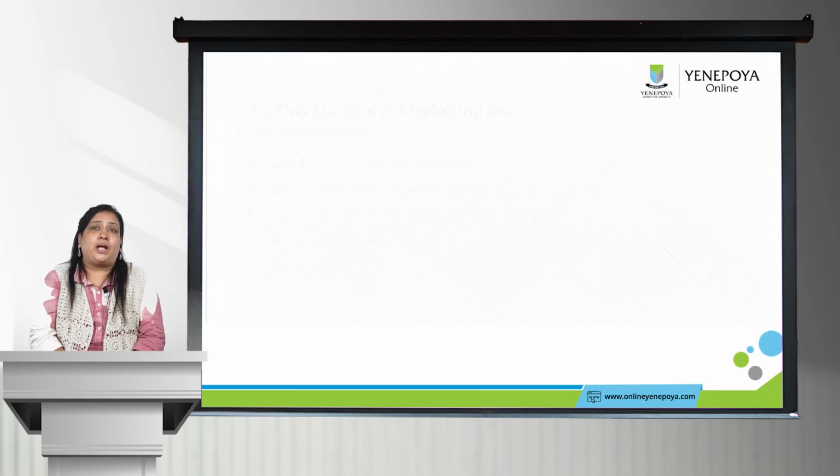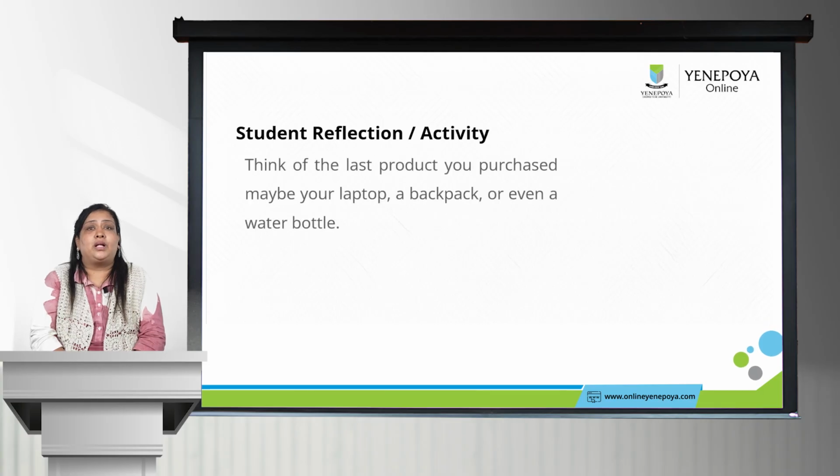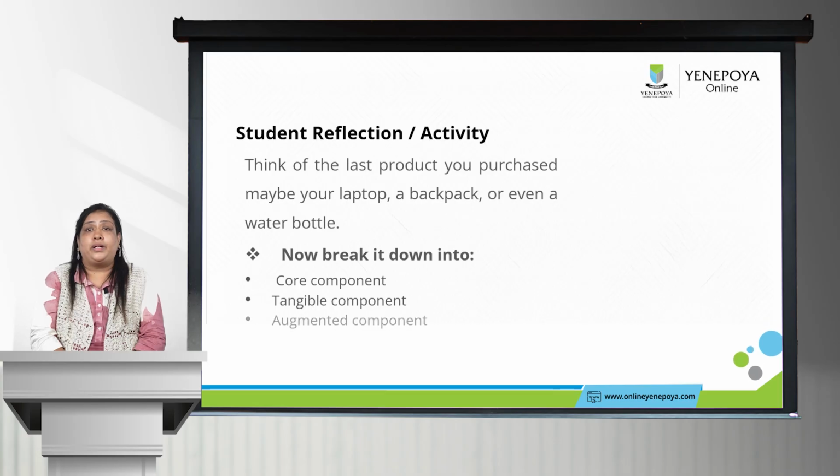Let's have an activity for the students. Think of the last product you purchased, maybe your laptop, a backpack, or even a water bottle. Now break it down into core component, tangible component, augmented component. Share it with your classmates and let's see who found the best product bundle.